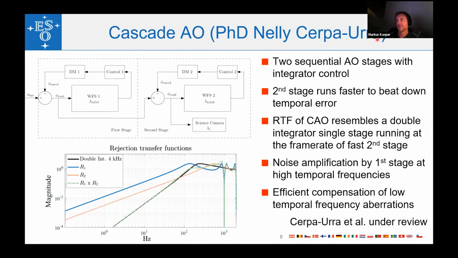In a PhD of Nelly Chepawura, we have studied theoretically such a system. You can see here the rejection error transfer function of several AO systems. The blue one is the first stage running at 1 kilohertz. The red dotted one is the second stage running at 4 kilohertz. And this green curve here is a combination of the two. So this is what you get out after the cascade AO system. And it's pretty close to a double integrator rejection transfer function running at 4 kilohertz.